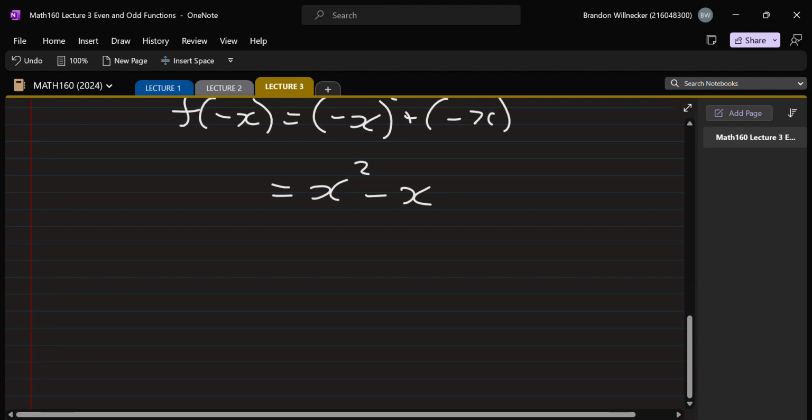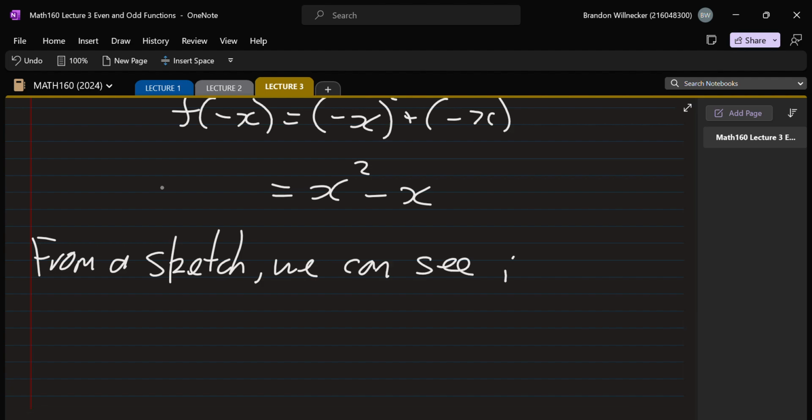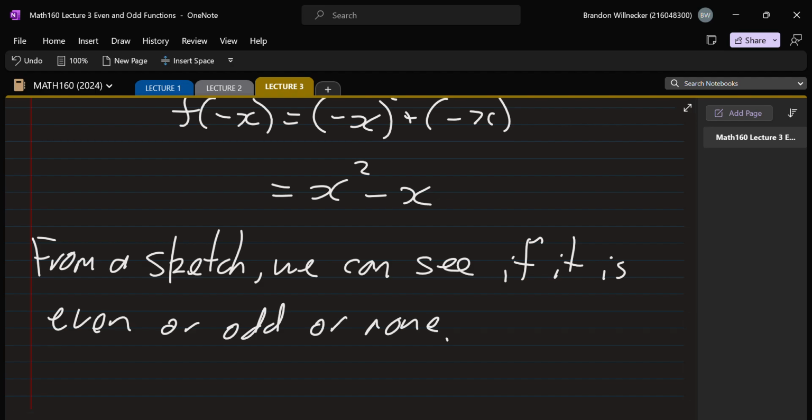Okay, so if we were to sketch a function, we can check visually if it is even or odd. So from a sketch, we can see if it is even or odd or none. Okay, remember there's always a possibility that it's neither even nor odd.